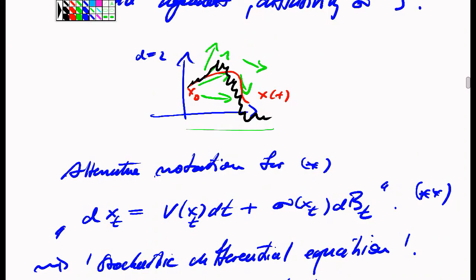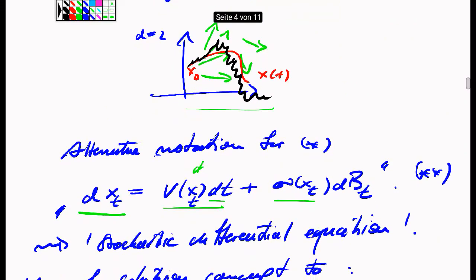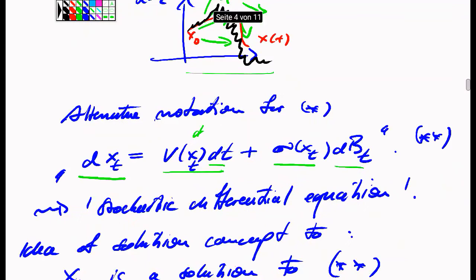prefer to write it with the infinitesimal increments. So we say that the infinitesimal increment of the motion of the particle, of the tracer, is given by the velocity field times the infinitesimal increment of the time, plus the sensitivity matrix or diffusivity matrix, as it is sometimes called, or volatility matrix in finance, times the infinitesimal increment of a Brownian motion. That's how we shall write such an equation in the future. It carries the same amount of information. It's just another way of writing it.